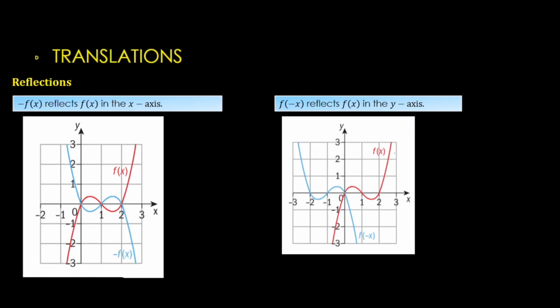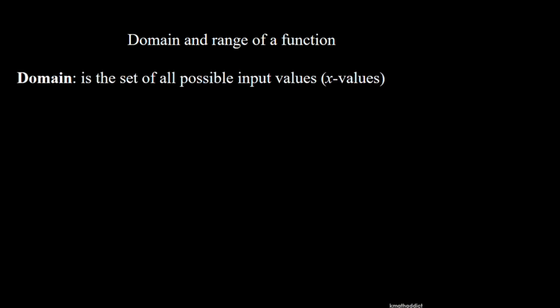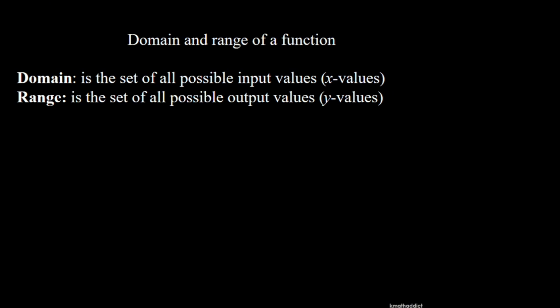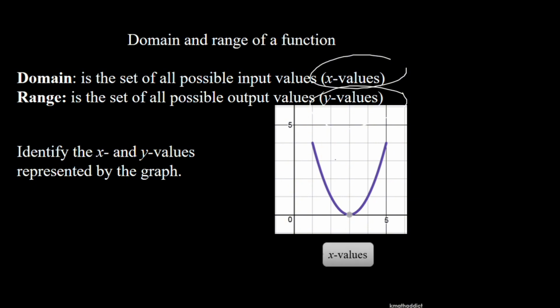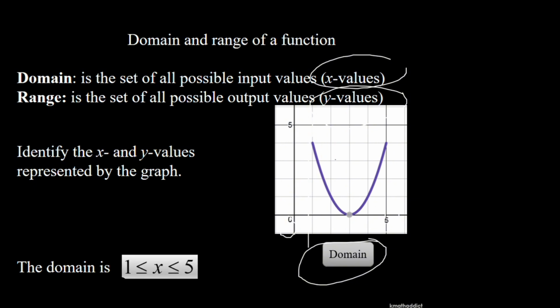We can have a reflection, that is, a graph where there's a reflection like this one. Okay, and this one. Now we talk about domain and range, and how to find the domain and range of a graph. The domain is the set of all possible input values on the x-axis, while the range is at the level of the y-axis. We have this graph. This is the x-axis, and this represents the domain. That is from 1 to 5, because the graph starts at 1.